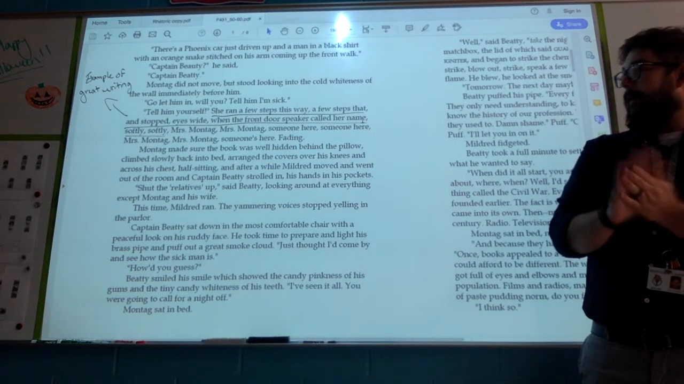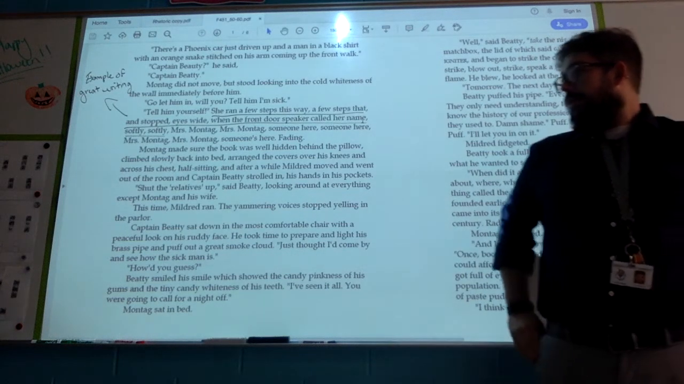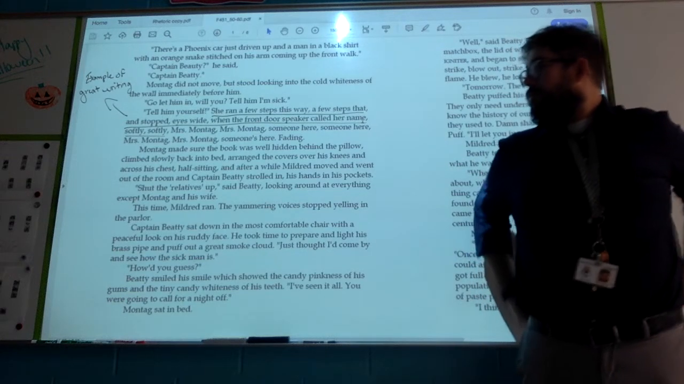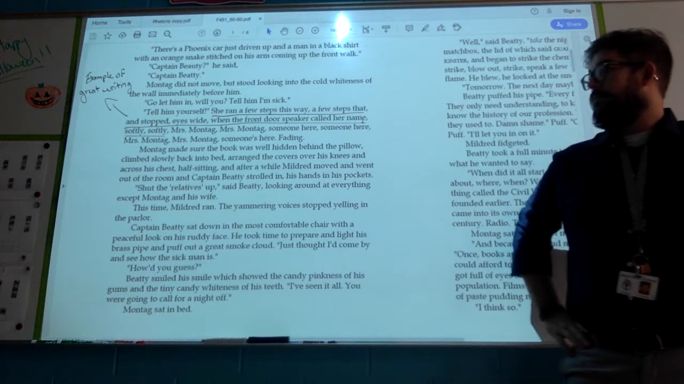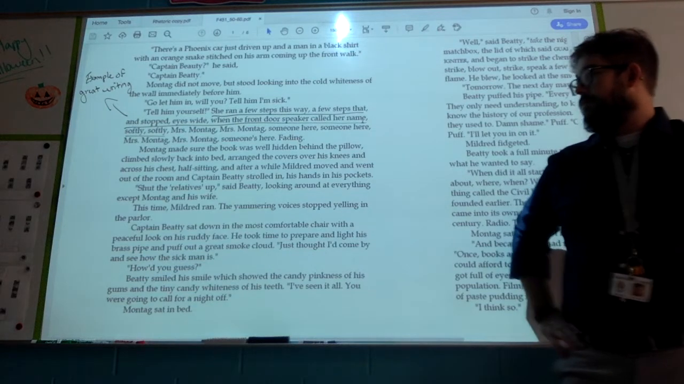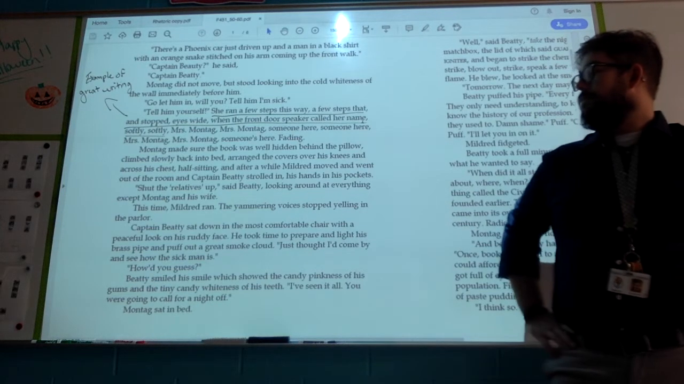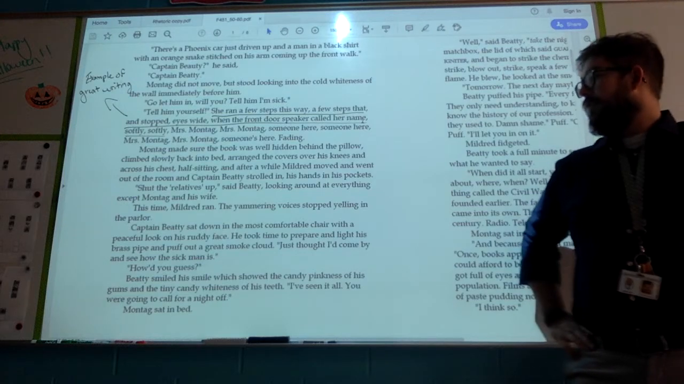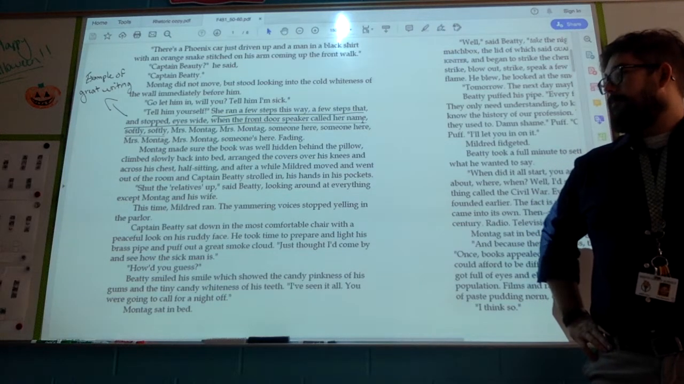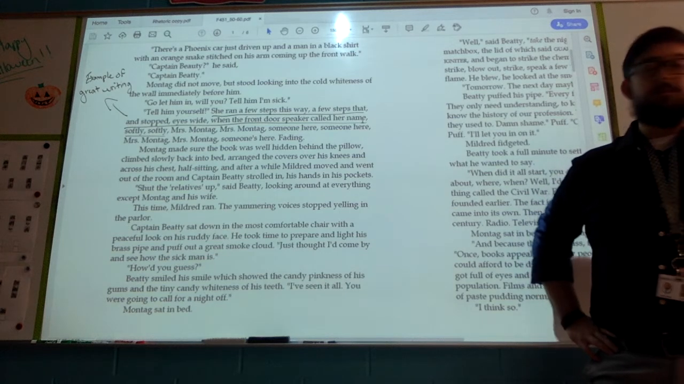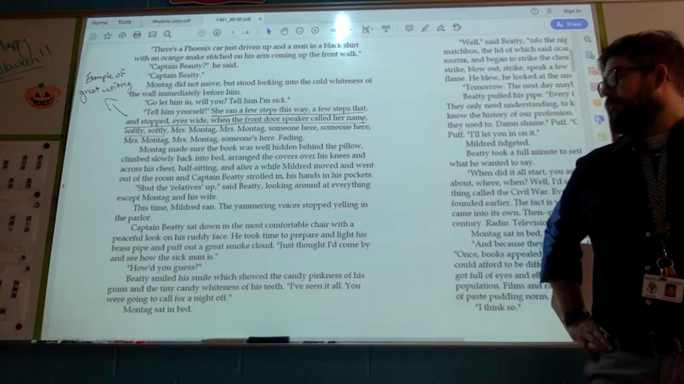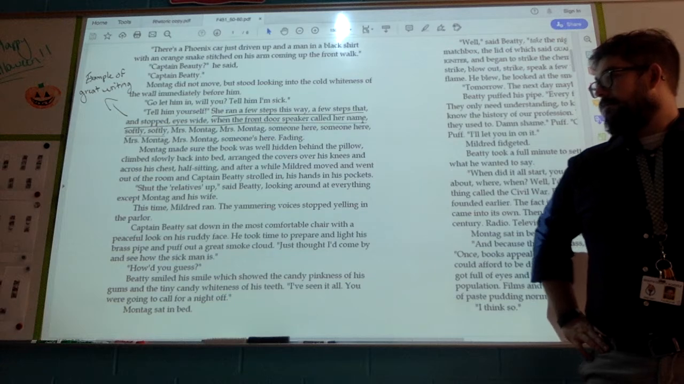Montag made sure the book was well hidden behind the pillow, climbed slowly back into bed, arranged the covers over his knees and across his chest, half sitting, and after a while Mildred moved and went out of the room, and Captain Beatty strolled in, his hands in his pockets. "Shut the relatives up," said Beatty, looking around at everything except Montag and his wife. This time Mildred ran. The yammering voices stopped yelling in the parlor.